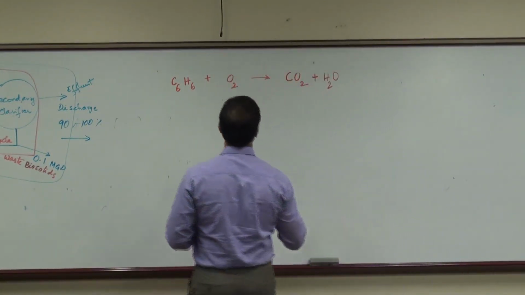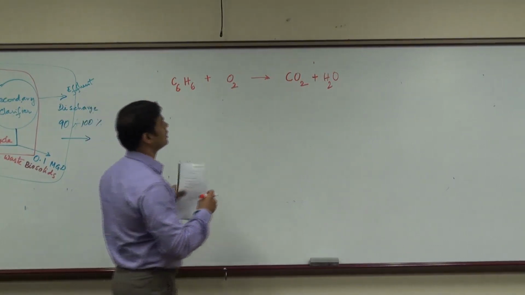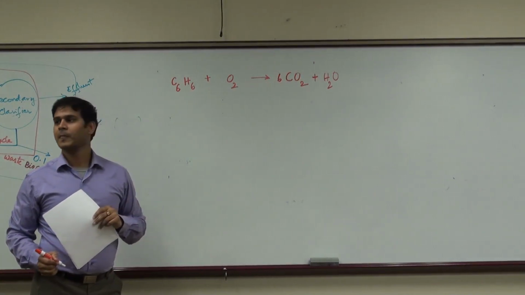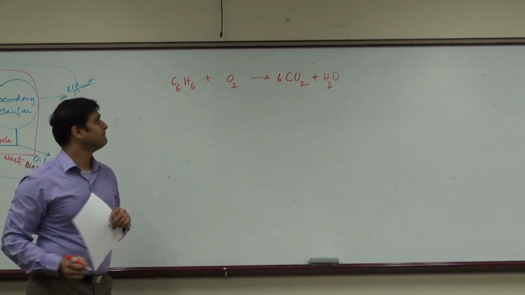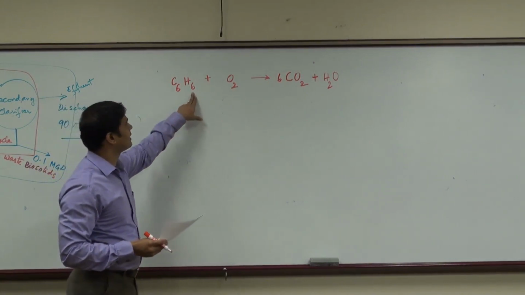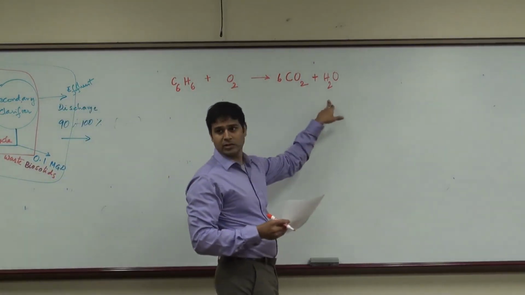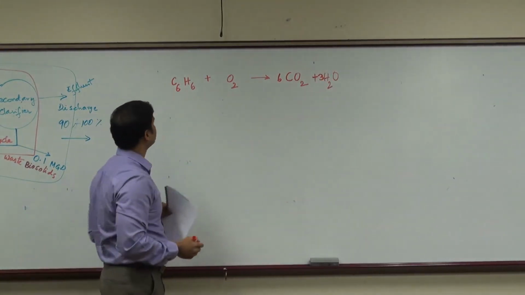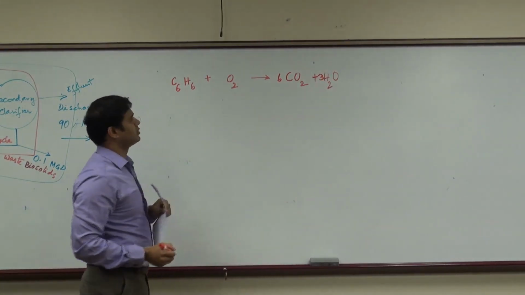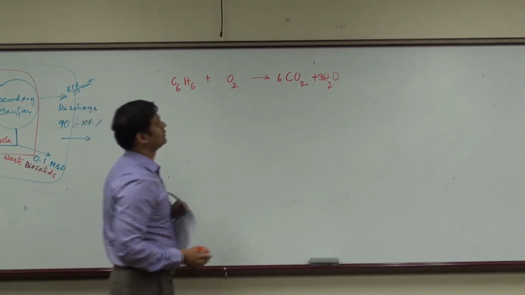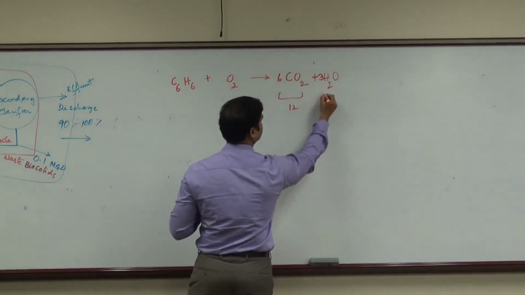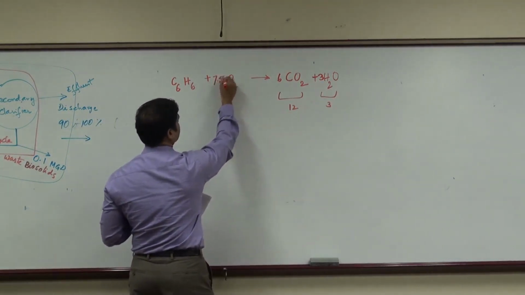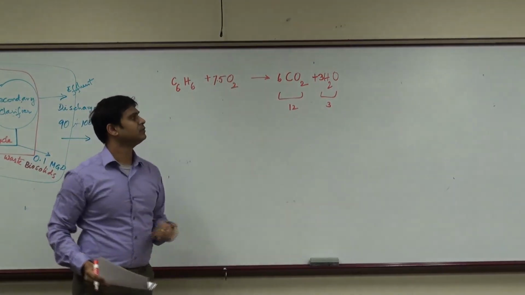So now you've got 6 carbons here, there's supposed to be 6 carbons here. Did I balance that? Is that right? Now I have 6 hydrogens, but I don't have 6 hydrogens here, so I'm going to balance hydrogen with 3. Now what is not balanced? Oxygen. So how much oxygen should I have? 6 times 2, 12, plus 3 times 1, 3, supposed to be 15, because I have 2 here. Is that right?